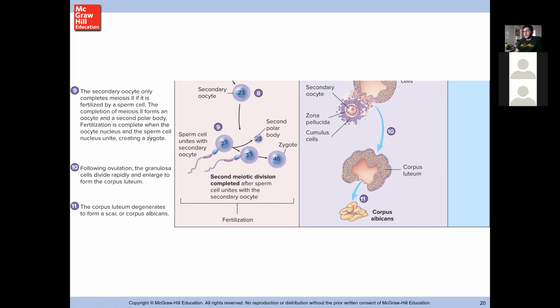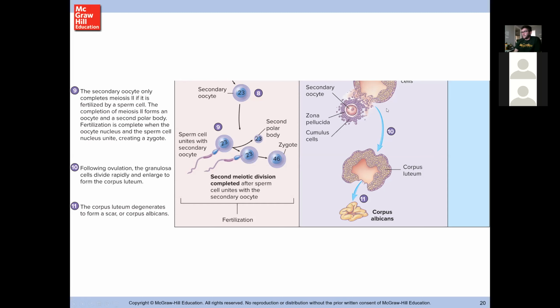Fertilization is complete when the oocyte nucleus and the sperm cell nucleus unite, thereby creating a zygote that goes from having 23 individual chromosomes to 46 chromosomes in total, right? So this is where we end up combining the genetic makeup from mom and dad. So following ovulation, the granulosa cells divide rapidly and then enlarge to form the corpus luteum. The corpus luteum will eventually degenerate and form a scar called the corpus albicans.